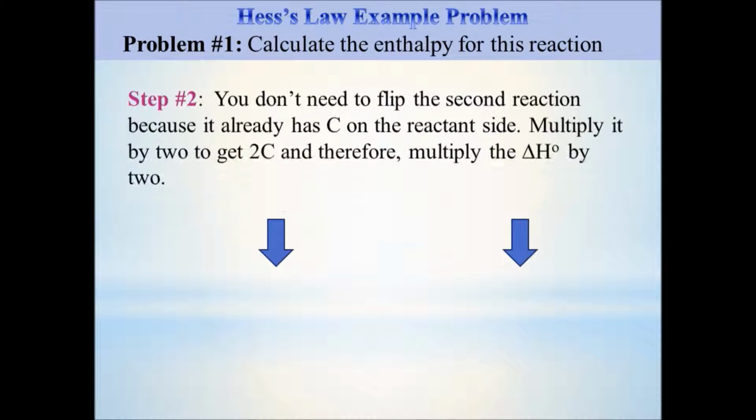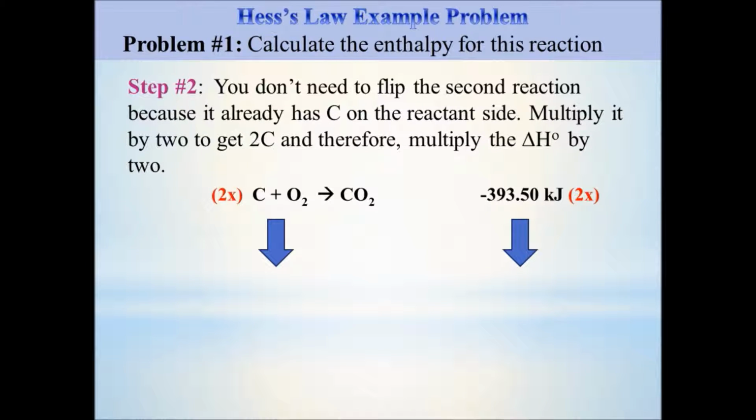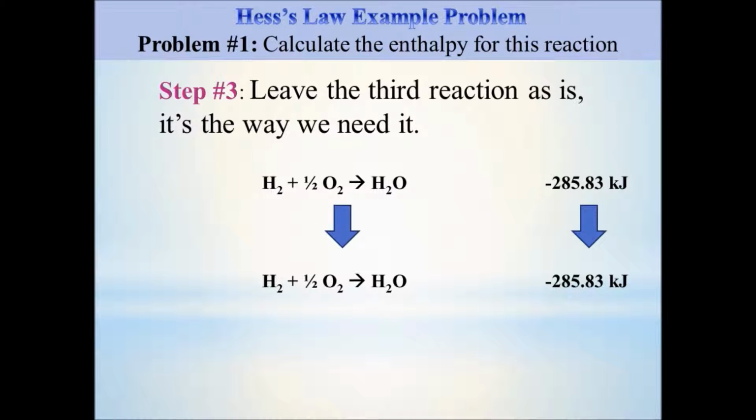Step 2. You don't need to flip the second reaction because it already has C on the reactant side. Multiply it by 2 and get 2C, and therefore multiply delta H by 2. Step 3. Leave the third reaction as is. It's the way we need it.